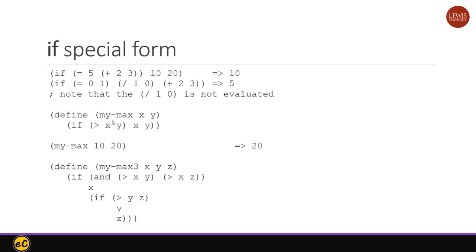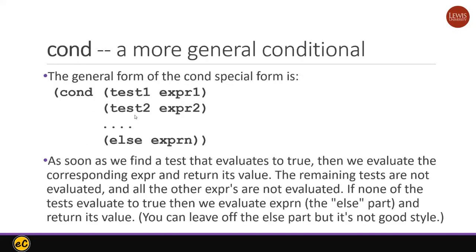Okay, so this one you define my maximum as x and y. If x greater than y, you return x, otherwise you return y. Okay, this is defining a maximum. My maximum among 10 and 20, you return 20. And you define my maximum of three numbers, and you compare x greater than y and x greater than z, then you return x. If not, you compare y and z, return the bigger one. Okay, it's an if statement.